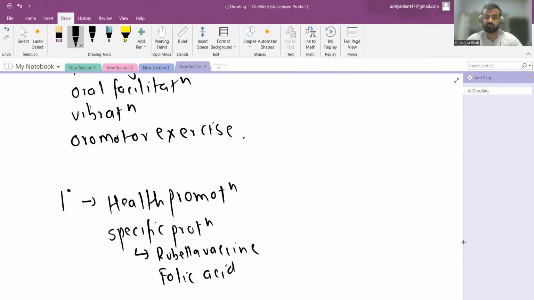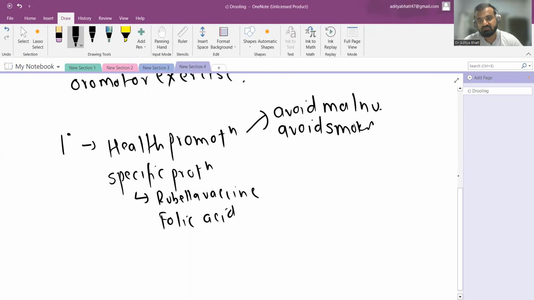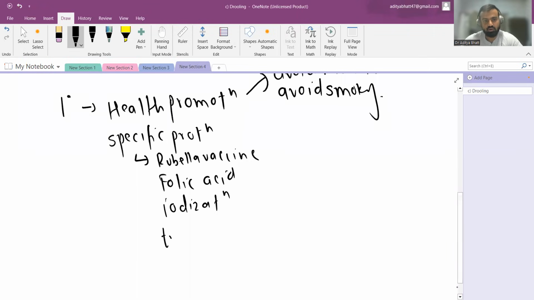Prevention of CP. If someone asks you how you prevent CP, primary prevention of CP is you do health promotion, you avoid malnutrition, you avoid smoking, alcohol, teratogens. In specific prevention, rubella vaccine, folic acid, iodization of salt. Then go for triple and quadruple tests.